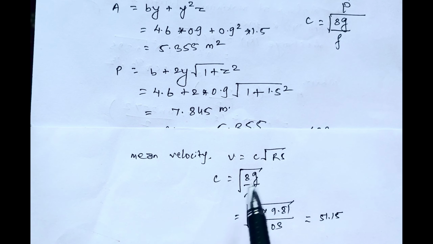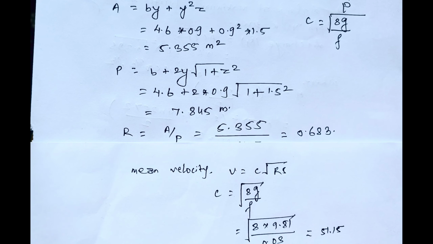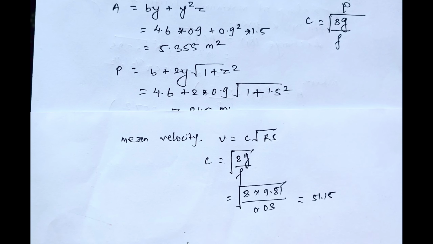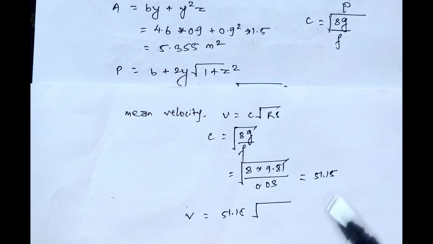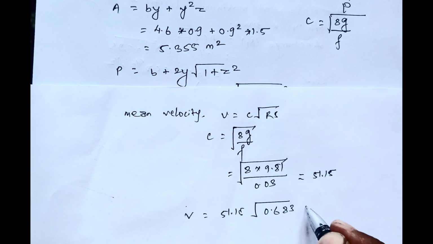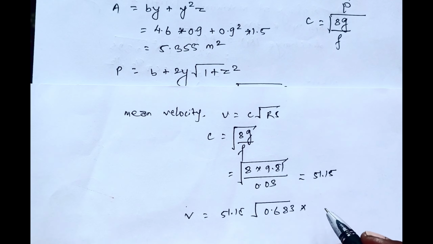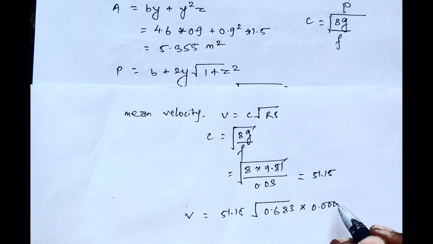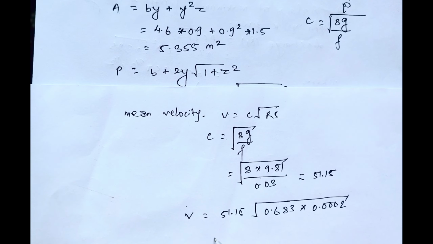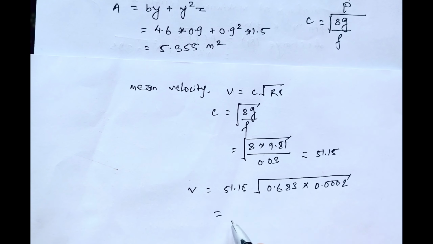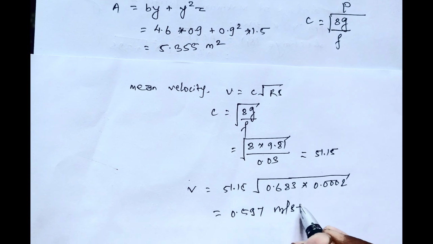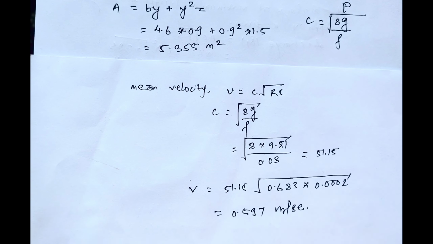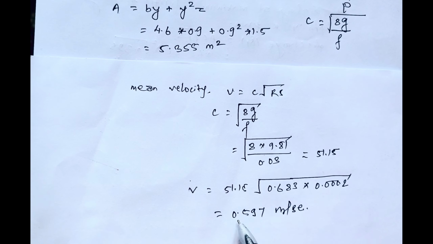Now placing the values of c, r and s in the above equation, that is v equals c, meaning 51.15, root over the value of r, already calculated, 0.683, and s is given as 0.02% in our question, that means 0.0002. So on solving this, the result will be 0.597 meter per second. So as per the given data, the mean velocity will be 0.597.